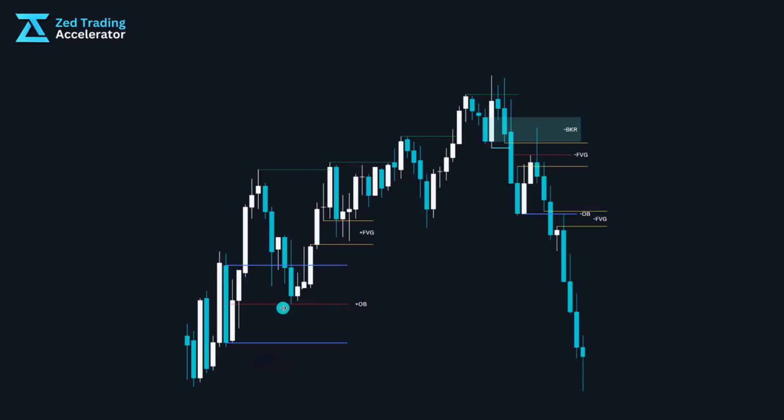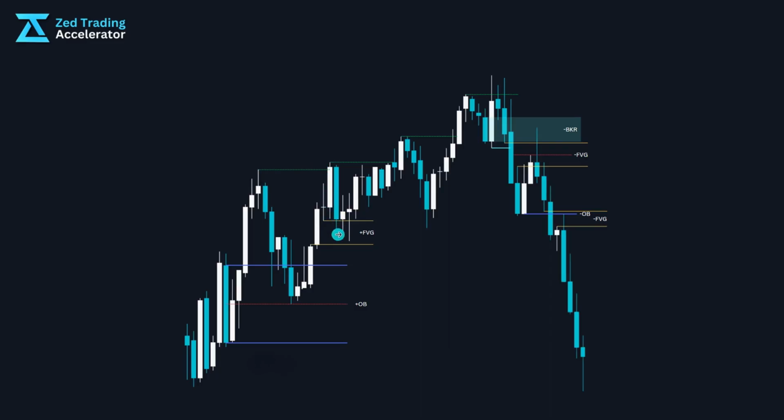This is our consequent encroachment, or for simple terms, this is our midpoint. This is the midpoint of our order block. Price went down lower, respecting beautifully that order block. And then we went higher. We formed here an imbalance, a fair value gap. Price went higher. We have another break of structure right here.